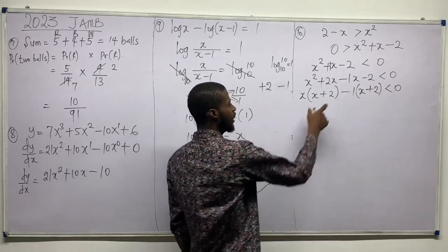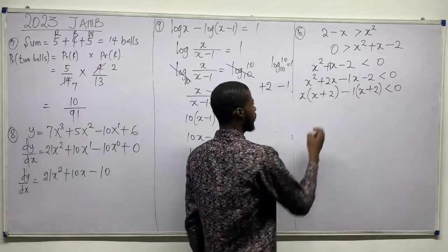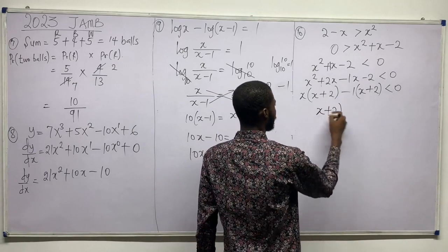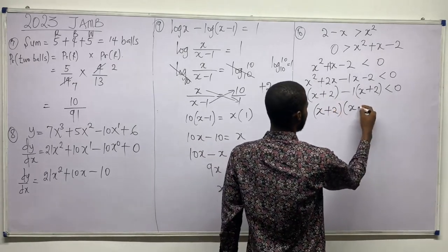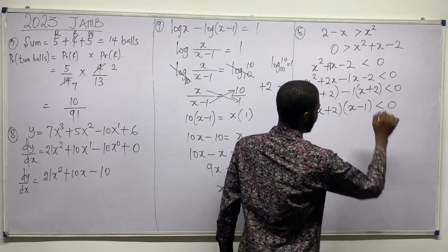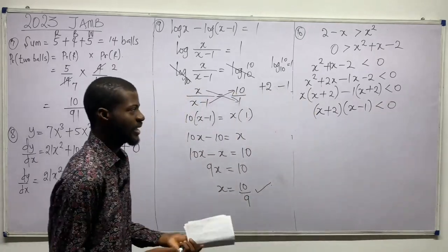So what would this now be? These two brackets are what? The same. So this is x plus 2. Then what are the guys outside? x minus 1. And what would this be equal to? It's less than 0, not equal to. So it's less than 0.